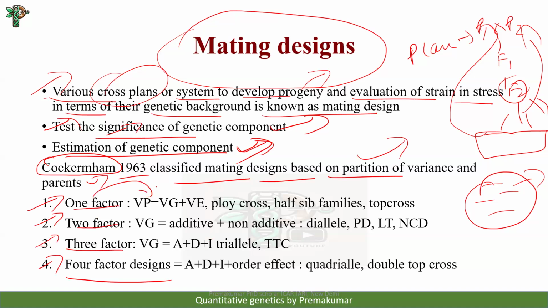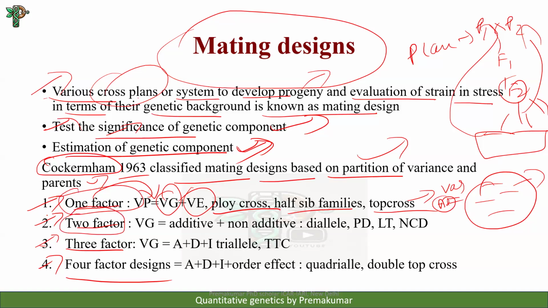In one factor design, the variance is just the genotypic variance, partitioned into genotypic variance and environmental variance. Only one type of variance can be estimated from these mating designs, like polycross designs, offset family designs, and top cross designs, where only additive variance is estimated and the others we can't estimate. That's why they are called one factor designs.